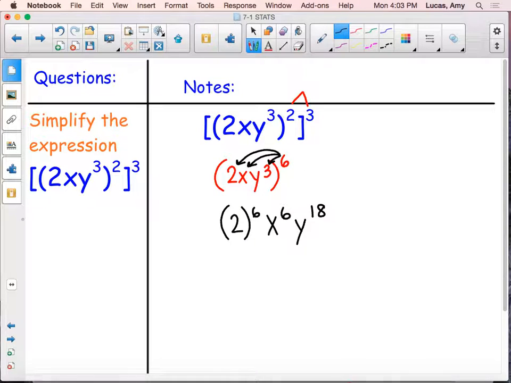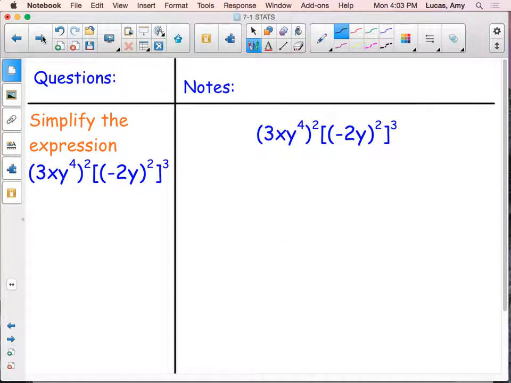So 2 to the 6th power is 64. So my final answer is 64, x to the 6th, y to the 18th. Oh gosh, this one's got a lot going on. Okay, so for starters, I'm going to take the 2 and distribute over here. So 3 to the 2nd power, x to the 2nd power, y to the 8th power, or 9x squared, y to the 8th power.